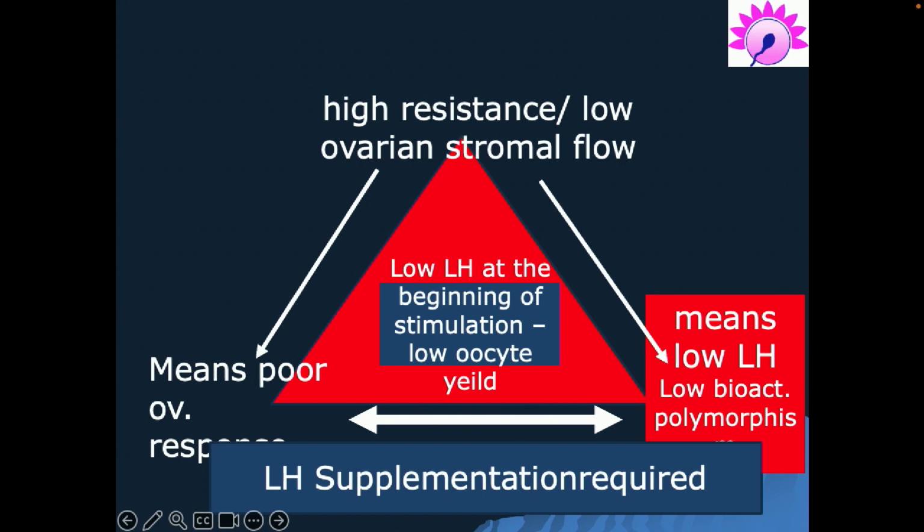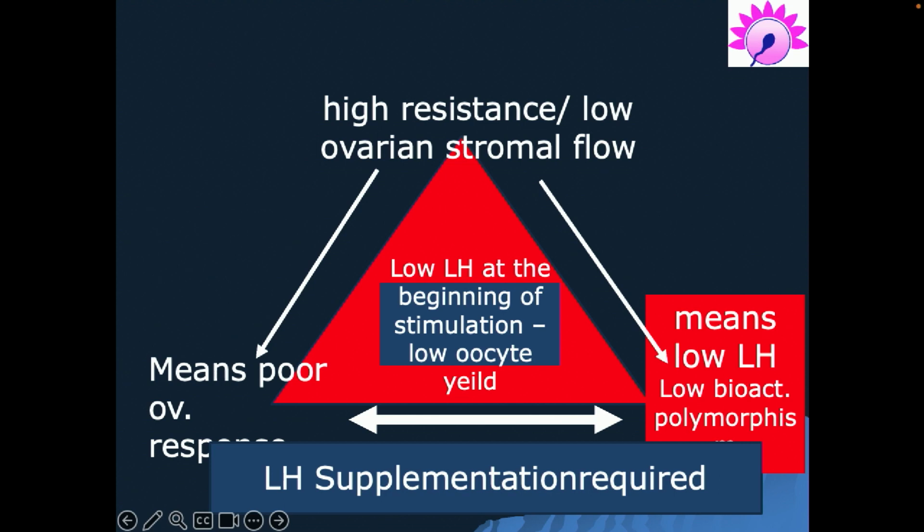As far as IUI is concerned, as I told you in the morning, most of the times LH supplementation is not required, because no matter how poor reserve a patient is, she still has some amount of LH, and we are not going to downregulate them, and that LH is sufficient for the follicular maturity.